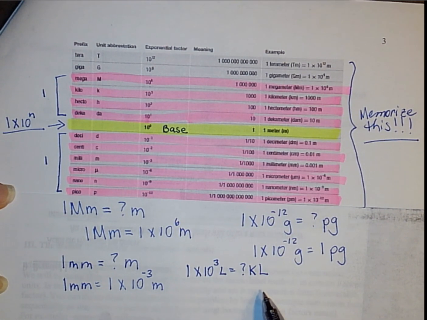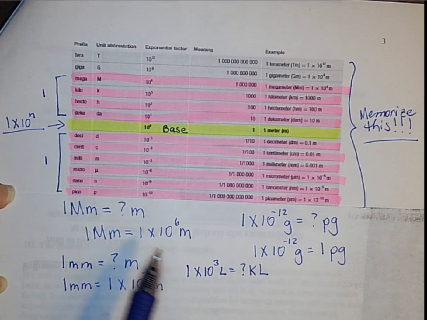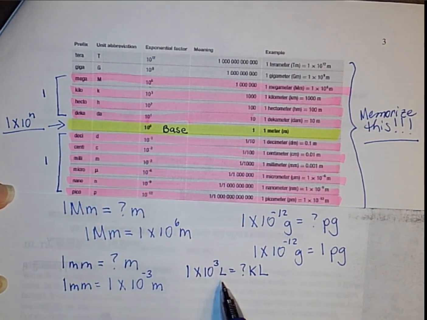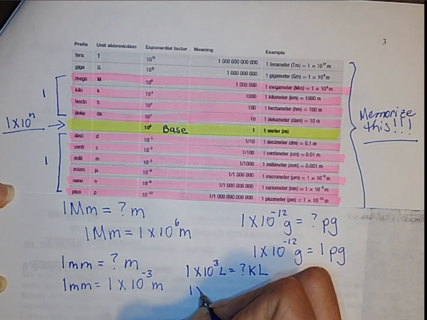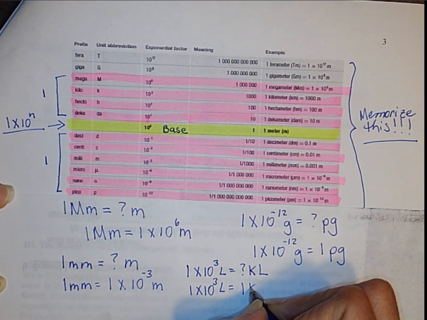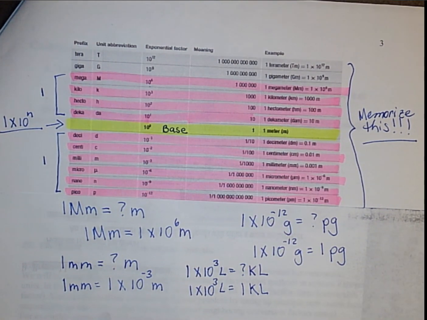So in this case, how many kiloliters? We're looking at kilo. Kilo is 10 to the 3rd. So we have 10 to the 3rd liters is actually equal to 1 kiloliter, which makes sense. It makes a lot of sense. That 1,000 liters will equal 1 kiloliter. And so that's how we do the metric conversions.